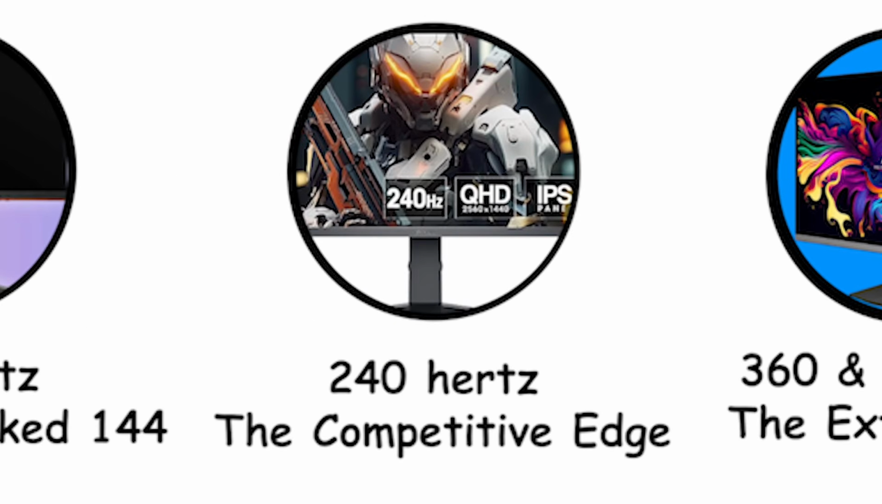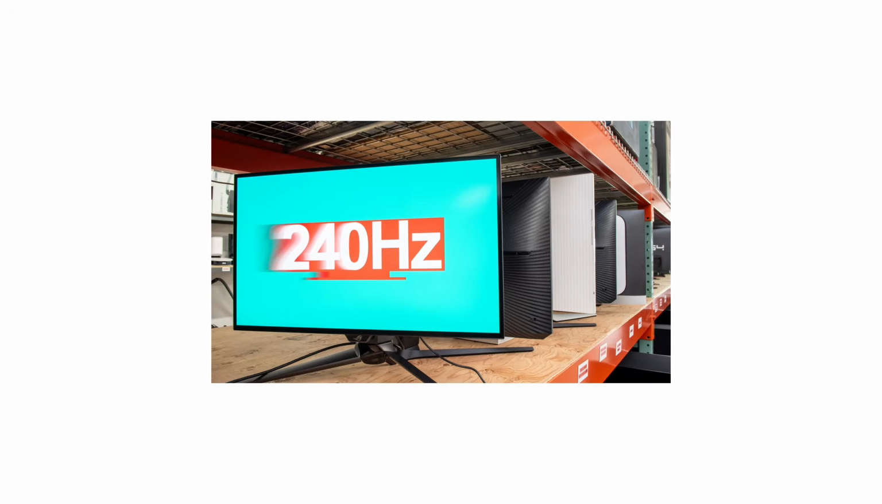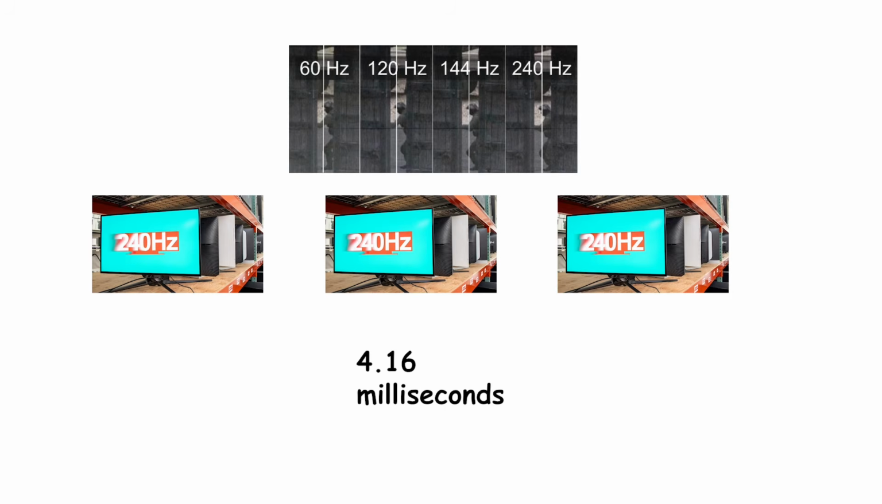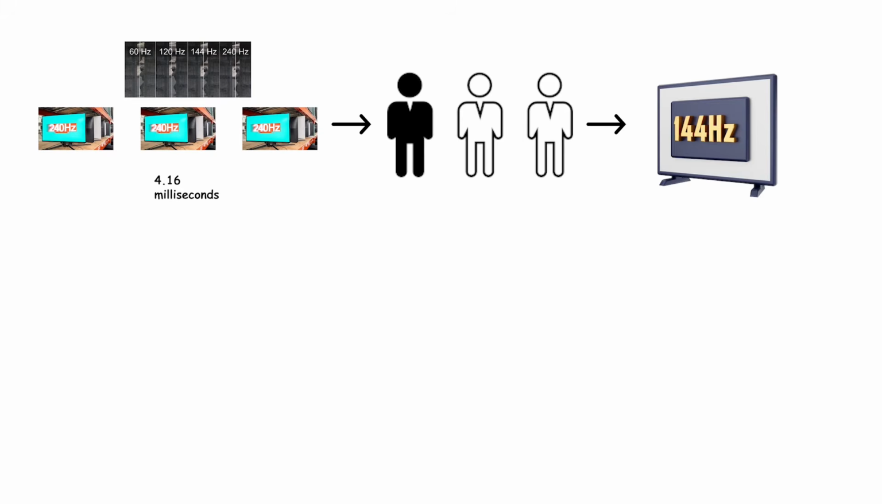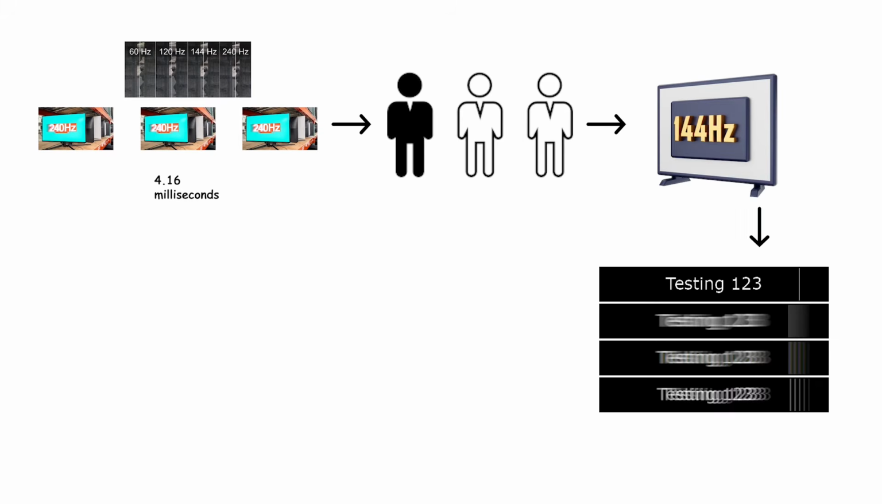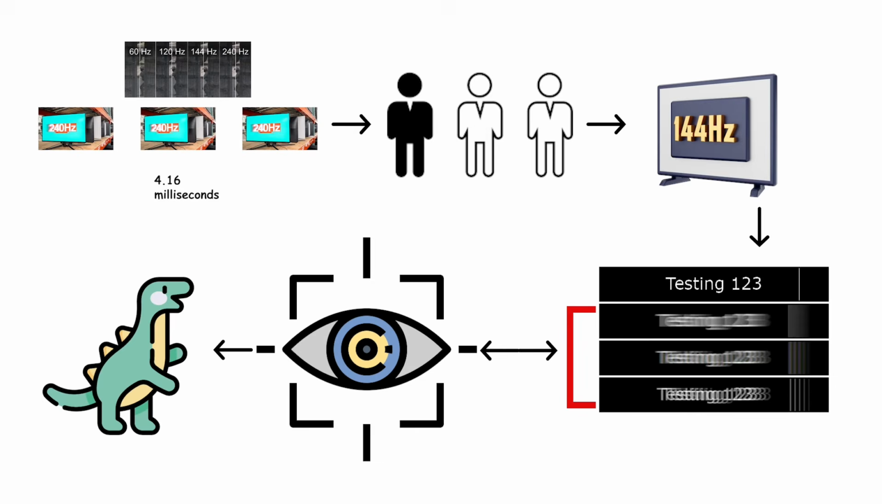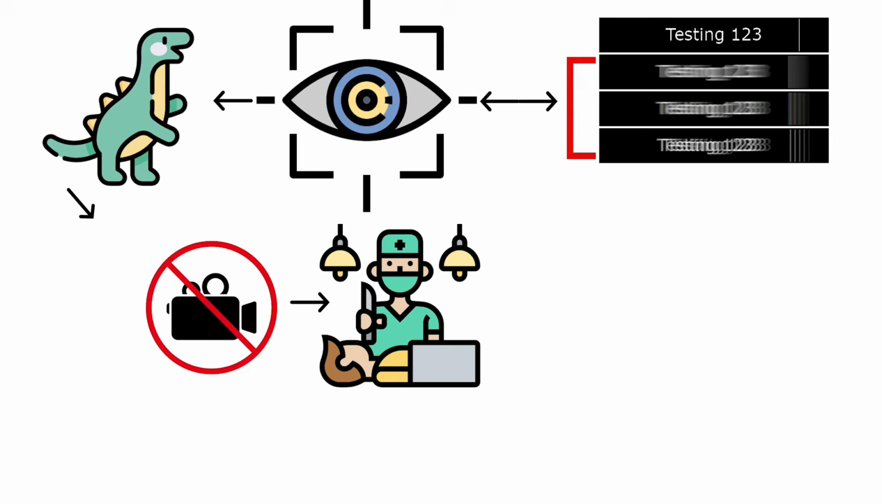240 Hz, the competitive edge. At 240 Hz, each frame lasts about 4.16 milliseconds. That's nearly one-third the frame persistence of 144 Hz, which means your screen is updating so often that motion blur from eye tracking starts to feel almost non-existent. It's not cinematic, it's surgical. This tier exists for one reason: esports.